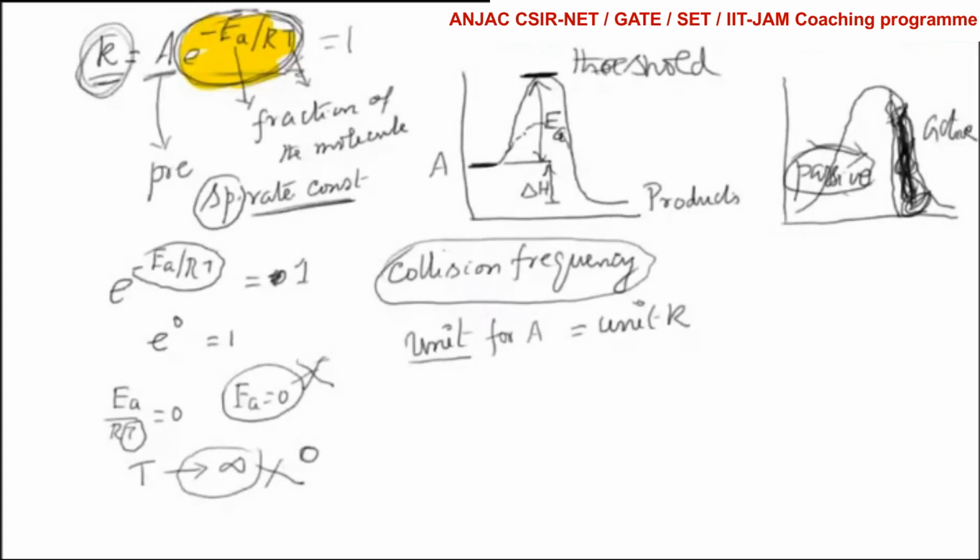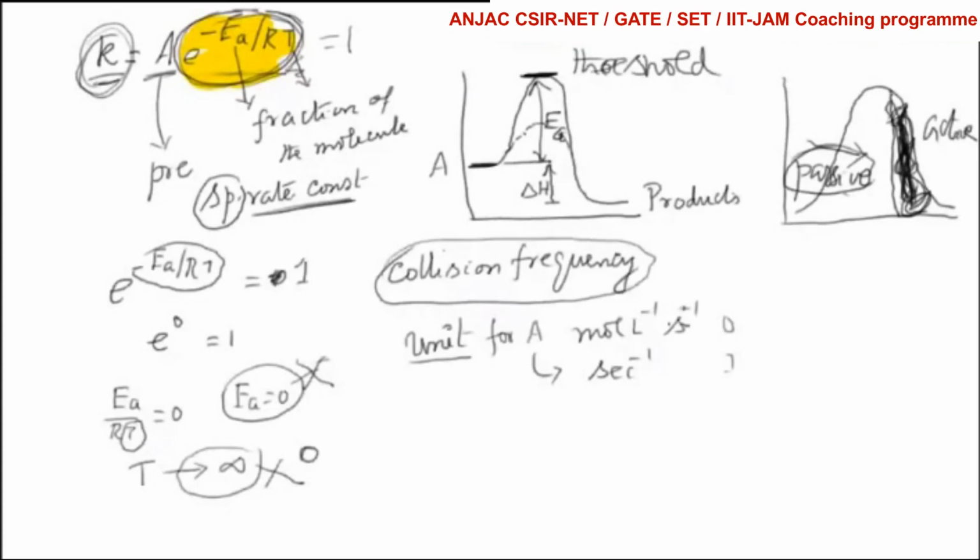For a zero order reaction, A has some other unit. For a first order reaction, the unit for A is per second. For a zero order reaction, the unit is mole per liter per second. For a second order reaction, it is per mole liter per second and so on. Therefore, A does not have a constant unit. Depending upon the order, the unit for A keeps changing.